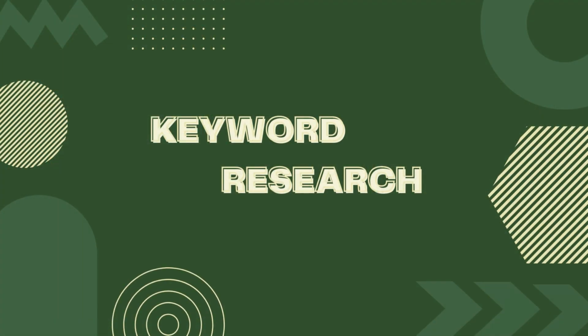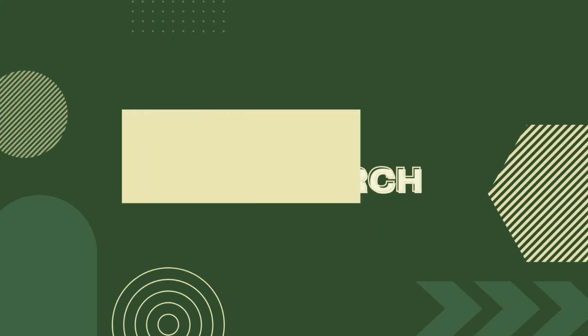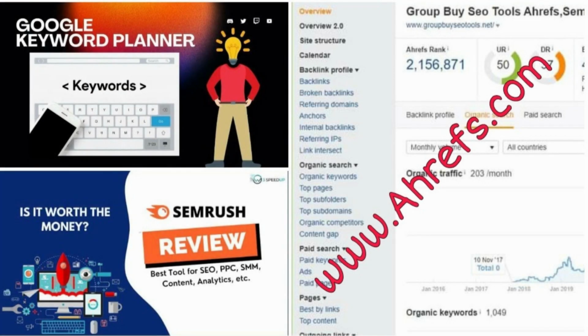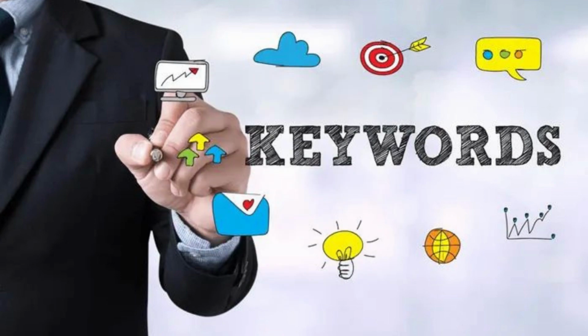Step 1. Keyword research. The first step in optimizing your Fiverr gig with AI is to conduct keyword research. Keyword research is the process of identifying the right keywords to target in your gig. You can use AI tools such as Google Keyword Planner, Ahrefs, or SEMrush to conduct keyword research. To start with, enter a broad keyword related to your service in the tool's search bar. The tool will generate a list of related keywords, along with their search volume and competition. You can use this data to identify the right keywords to target in your gig.